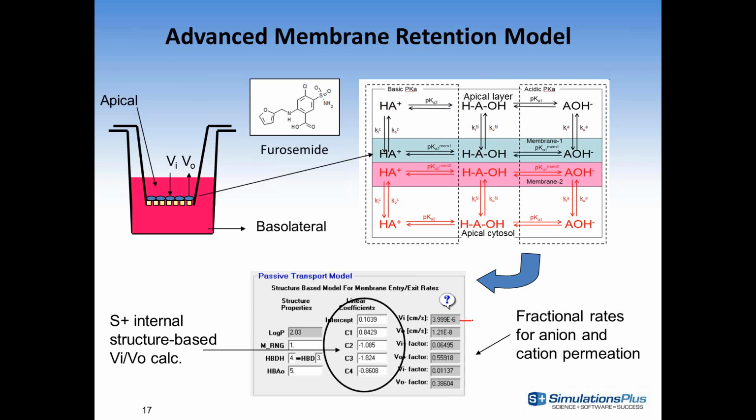So for furosemide, you can see we've got a difference between the HBDH and HBD of 1. So 4 minus 3 is 1, and that's because of this NH2 group in the molecule. There are 5 hydrogen bond acceptor oxygens, so the sulfonamide, the carboxylic acid, and the furan ring. Each one of these numbers is multiplied by that coefficient to derive the rate of entry into the membrane, and then we calculate the rate coming out of the membrane based on the partition coefficient, either coming from the ADMET Predictor estimate or your experimental value of partition coefficient. So all of these are the basic processes for passive permeability.